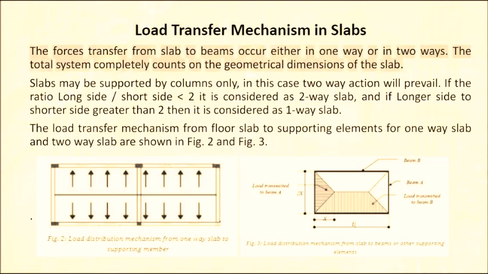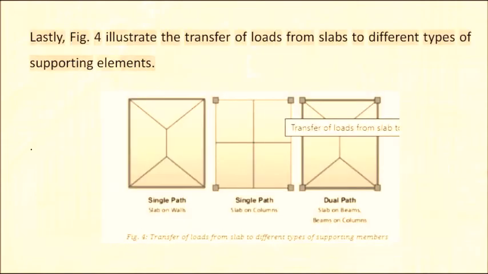The forces transfer from slab to beams occur either in one way or in two ways. The total system completely counts on the geometrical dimensions of the slab. Slabs may be supported by columns only, in this case two-way action will prevail. If the ratio of long side to short side... The load transfer mechanism from floor slab to supporting elements for one-way slab and two-way slab are shown in Fig. 2 and Fig. 3. Lastly, Fig. 4 illustrates the transfer of loads from slabs to different types of supporting elements.